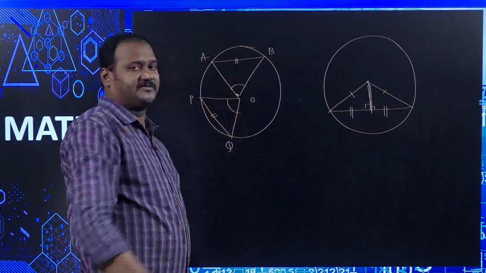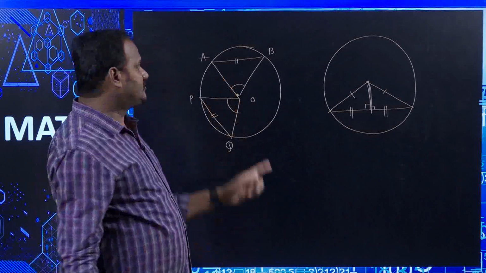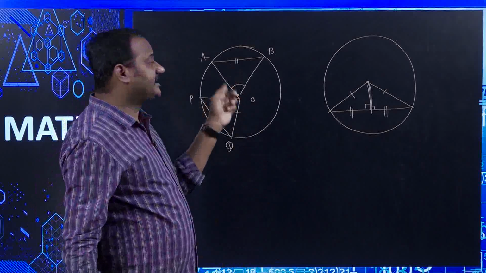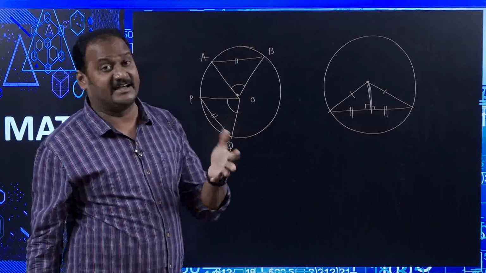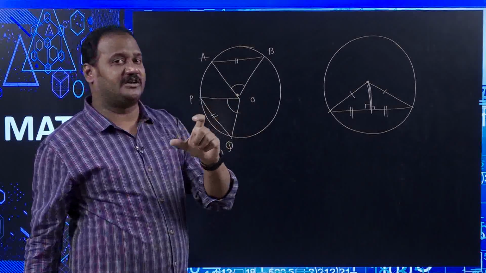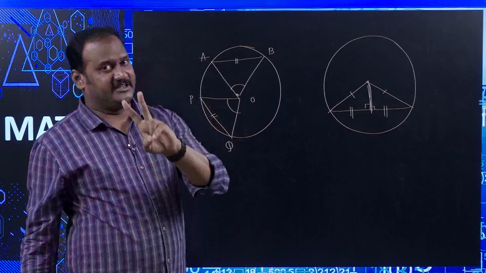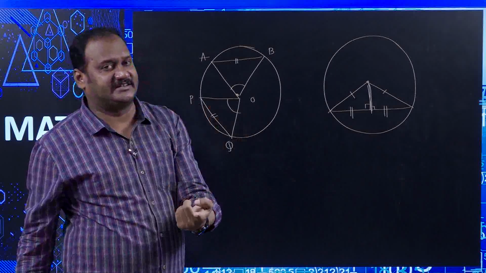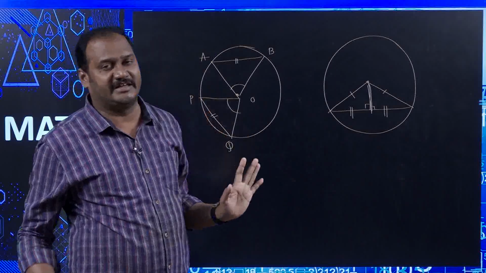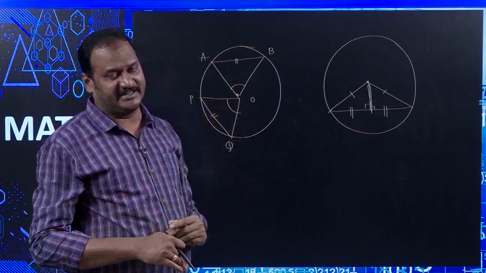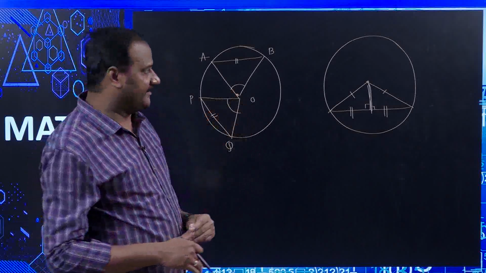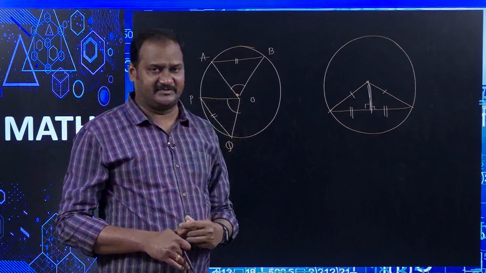So, what can you infer about those two angles? These two chords make equal angles at the center since they are equal chords. So, equal chords subtend equal angles at the center. And conversely, if two chords make equal angles at the center, then those chords are also equal. That is, of course, what we already discussed in grade 9. And like that we have some important properties.